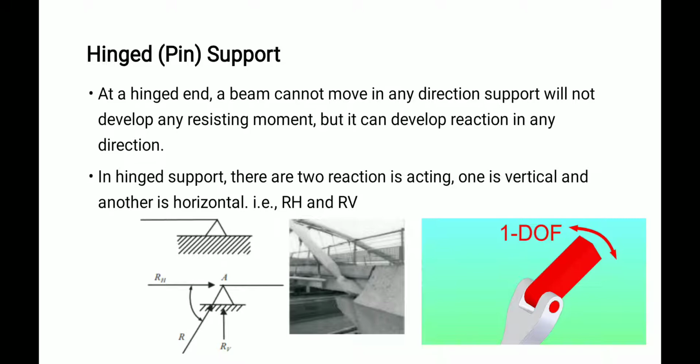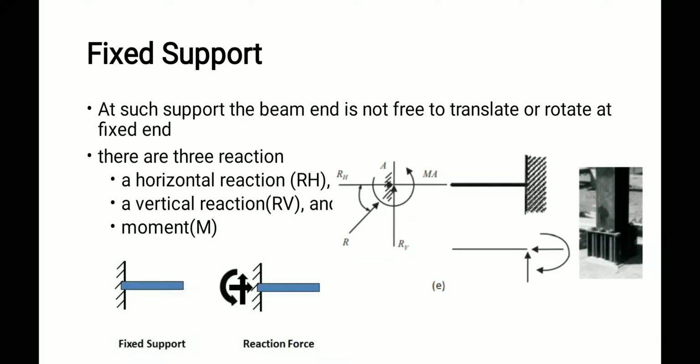Here the reactions are one horizontal reaction and one vertical reaction. That's all, it has only 2 reactions. If I apply a horizontal force, the door will not move in the horizontal direction, so it creates a horizontal reaction. When I apply a vertical load, it won't move, so it has a vertical reaction also. But if I rotate, it will rotate, so no rotational moment reaction.